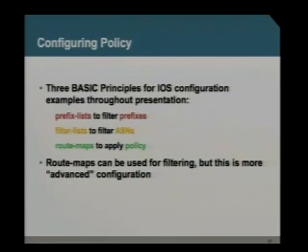So in all my examples, I'm going to use prefix lists to filter prefixes, filter lists to filter based on AS paths, and route maps, the IOS route maps, to apply the policy. You can filter ASs and prefixes within route maps as well, but it just increases the chances of something going wrong.